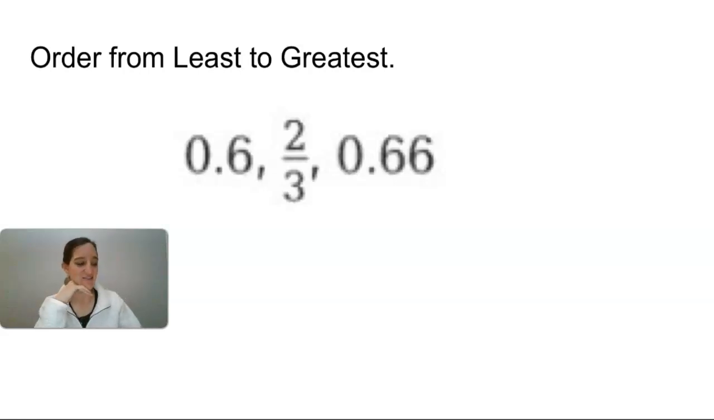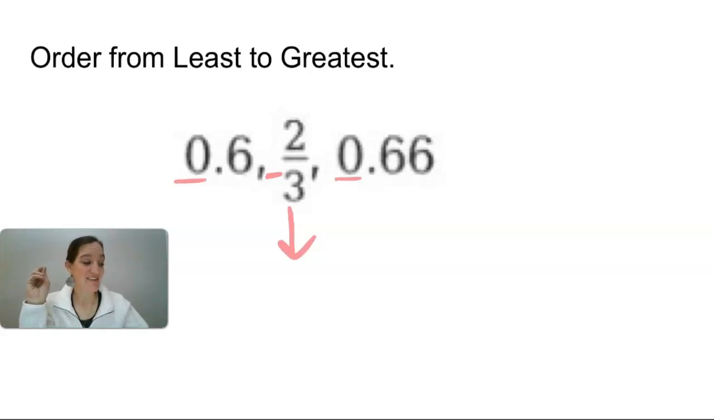We got 6/10, 2/3, 66/100. They all have no whole number, so they're all close together, aren't they? They're all between 0 and 1. Now, they're all greater than half as well, aren't they? So we can't do that. Let's change this to the decimal, which is another, see guys, I'm telling you, those 5 fractions and decimals you're going to see over and over again.